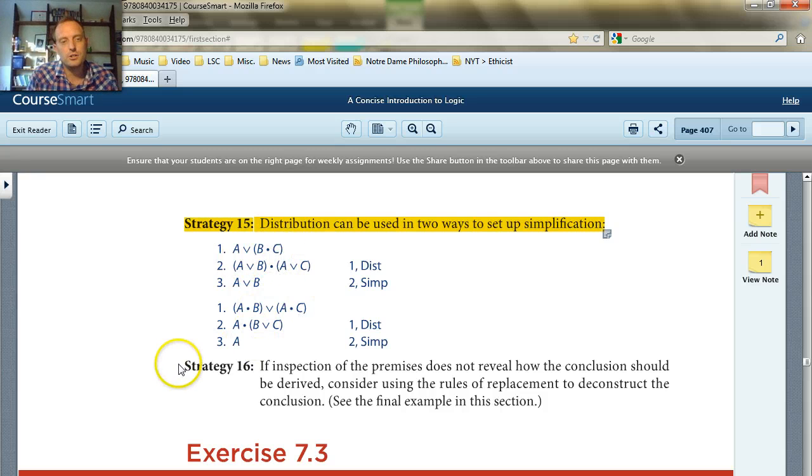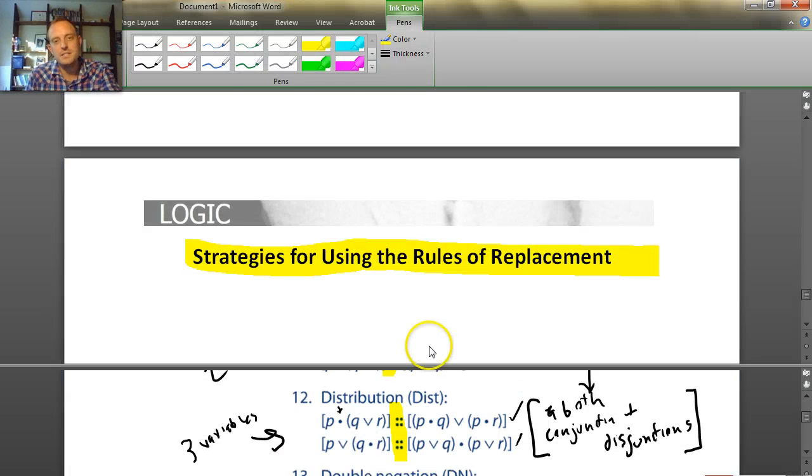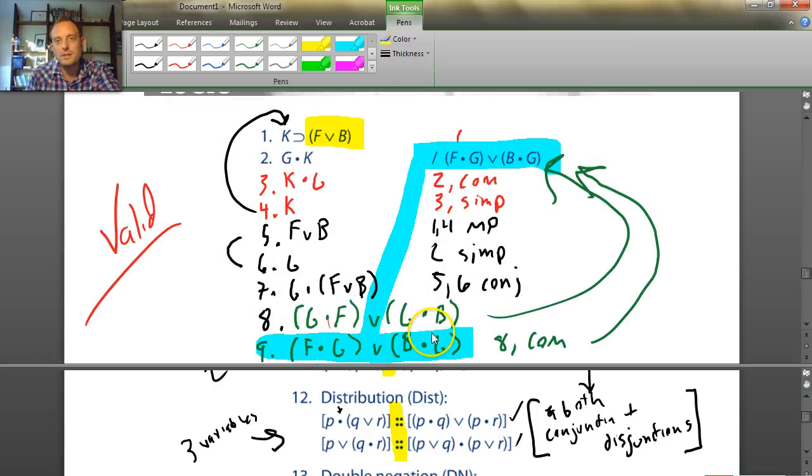And here's strategy 16, which looks sort of like the throw-in-the-towel strategy. If inspection of the parentheses doesn't reveal how the conclusion should be derived, consider using the rules of replacement to deconstruct the conclusion. So you can always start with the conclusion and start thinking about how to use the rules of replacement. Let me see. I actually did this for you a little bit here, right?